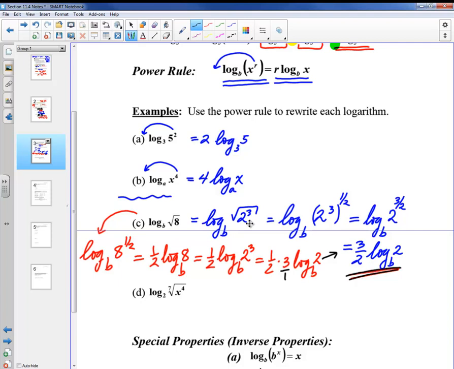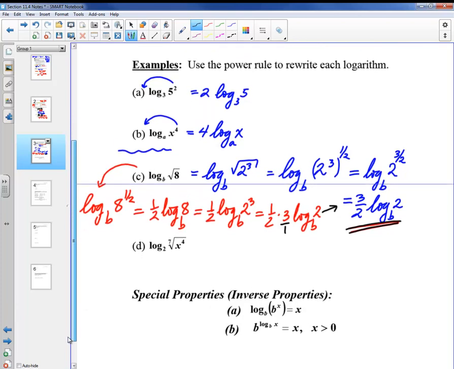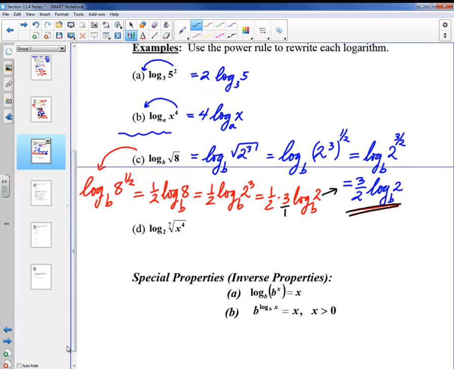Now either way, you have to deal with 8 eventually and break it down into 2 to the third. However, if you have variable expressions, you probably don't want to do it in 2 steps like we did here in red. I'm talking about this particular example here.